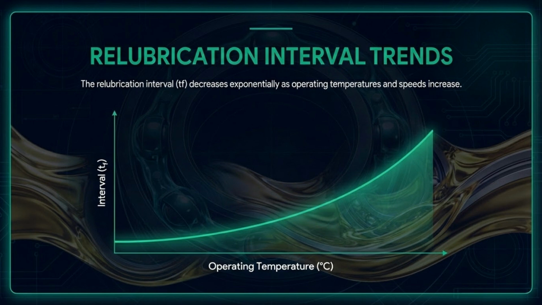Relubrication interval trends show that the interval, TF, decreases exponentially as operating temperatures and speeds increase. Higher temperatures require more frequent lubrication.